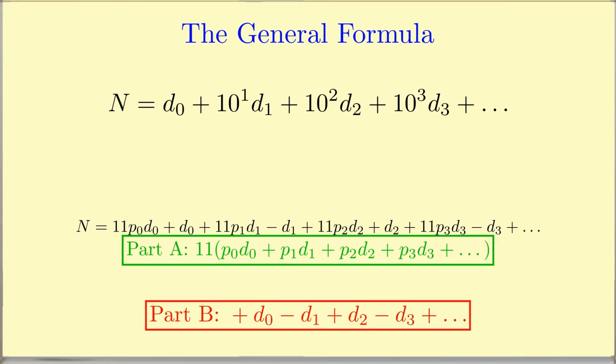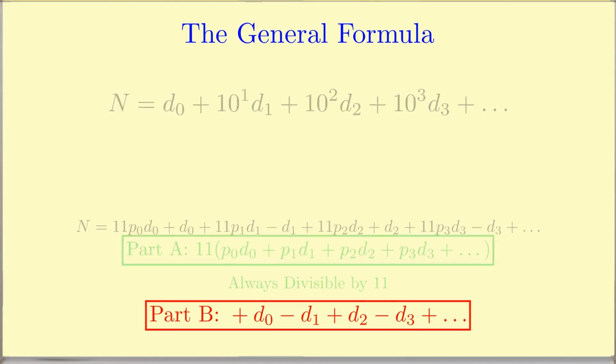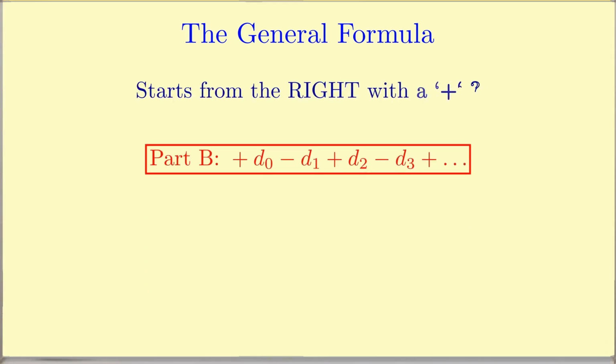We successfully transformed our original number because that giant front chunk, Part A, is mathematically guaranteed to be divisible by 11. The divisibility of the entire number rests solely on that tiny leftover alternating sum, Part B. But wait a second. Look closely at that leftover piece, positive d0 minus d1 plus d2. This formula tells us to start from the right side, the unit digit with a plus sign. But at the beginning of this video, I told you to start from the left side with a plus. Did we make a mistake?